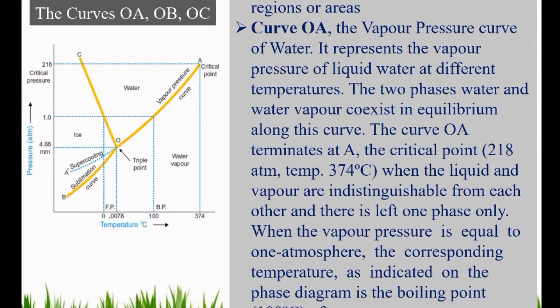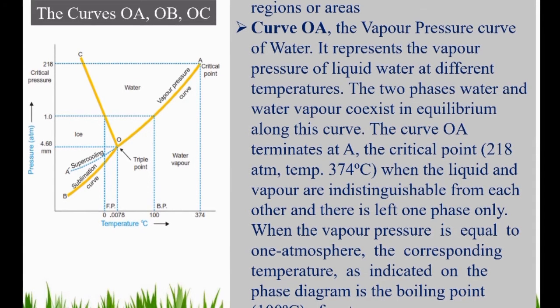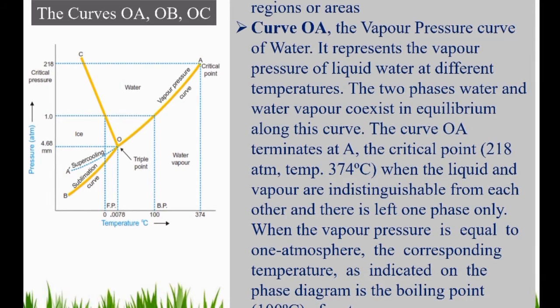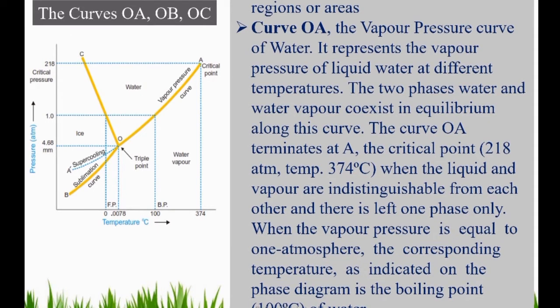At the critical point the pressure is 218 atmospheres. It's not a small pressure, it is a very high pressure, and the temperature is 374 degrees Celsius. Here the liquid and the vapor are indistinguishable from each other, and only one phase is left. So at that critical point, you can't discriminate between the vapor phase and the liquid phase of water.